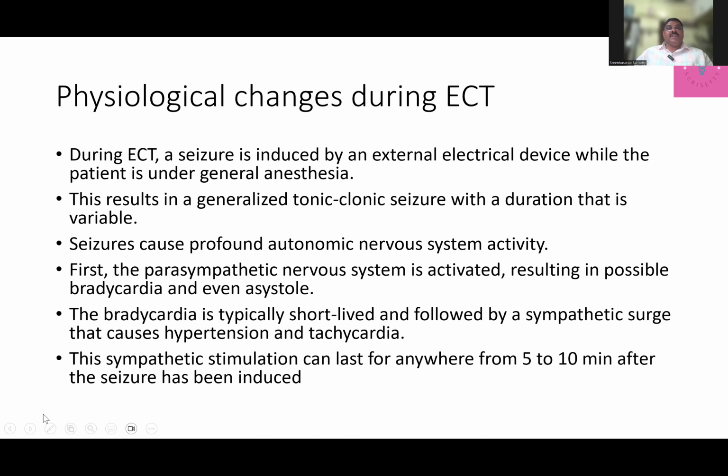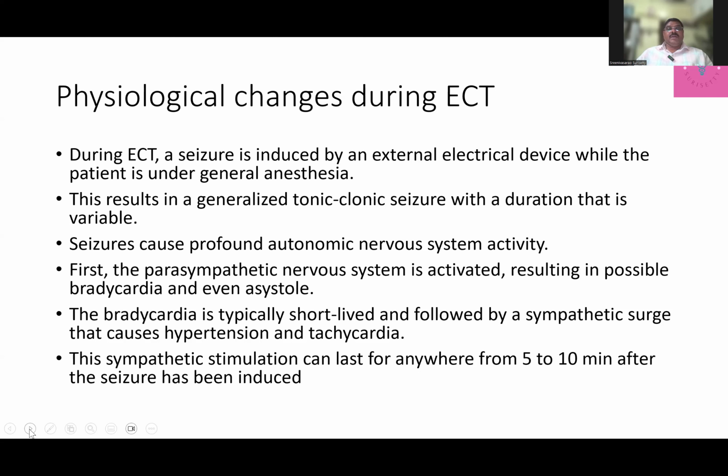So what are the physiological changes that will occur during ECT? During ECT, a seizure is induced by an external electronic device when the patient is under general anesthesia. This results in a generalized tonic-clonic seizure of good duration. Seizures cause profound autonomic nervous system activity. This profound autonomic nervous system activity is the main cause of the complications of ECT.